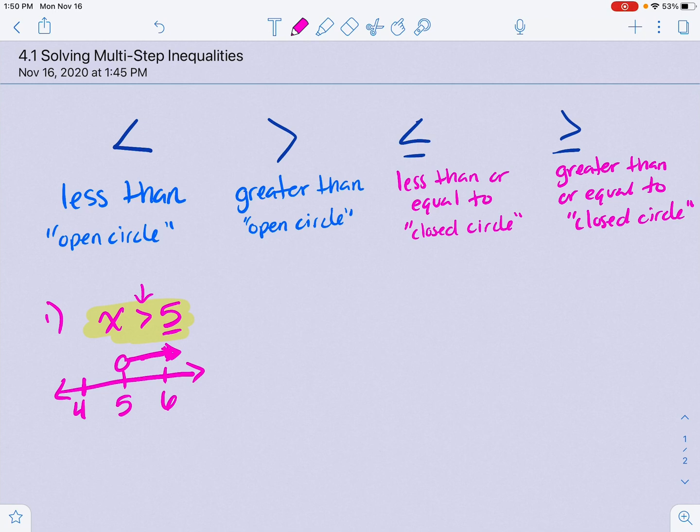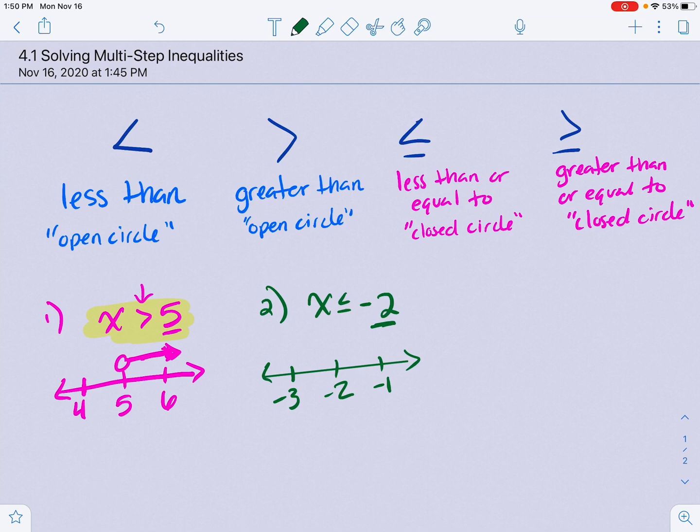Let's do another one. So if I have x is less than or equal to -2, again, draw your number line. The answer goes in the middle. One smaller goes to the left. One bigger goes to the right. Be careful with your negatives. The smaller number goes to the left.